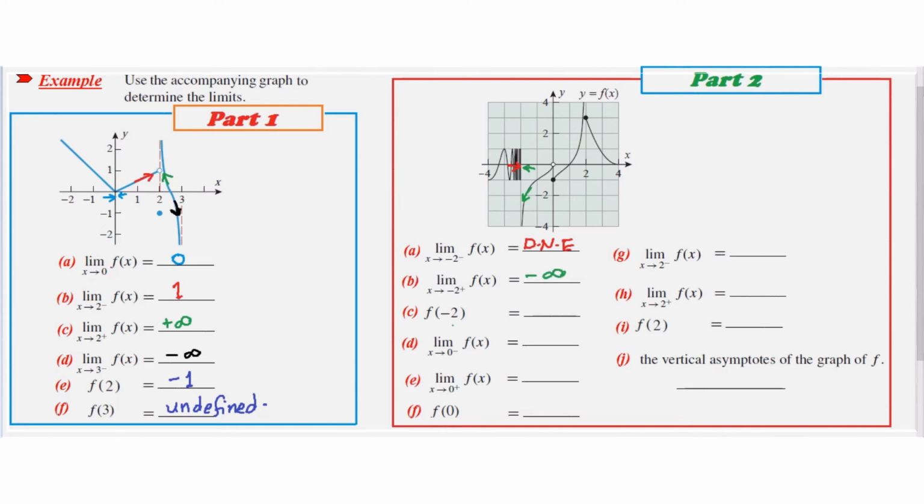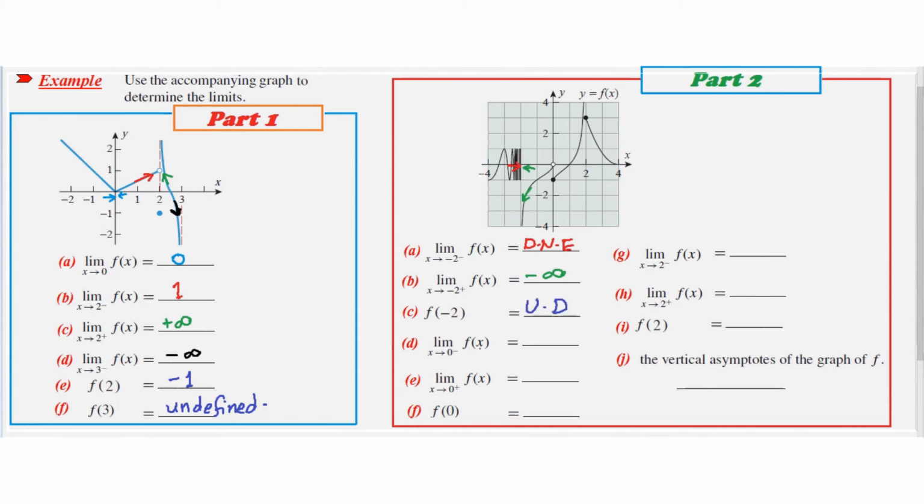What about f of negative 2? You have to go up and down for negative 2, and you will not see any closed circle. So f of negative 2 is undefined.